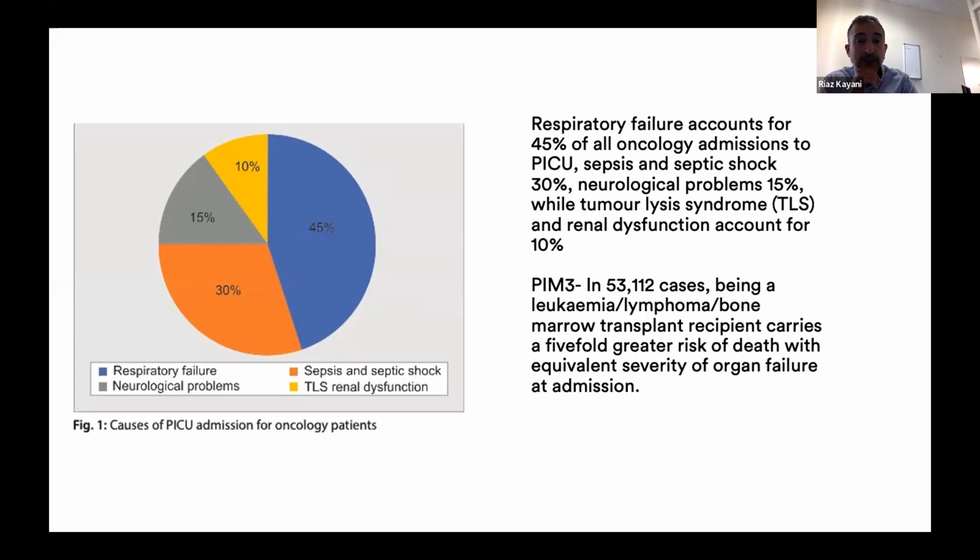mortality is relatively low. But when you look at another group, the post-bone marrow transplant patients, that changes quite a lot. We know from historical data that children who are post-bone marrow transplant, if they have more than one organ failure, their mortality is very high.